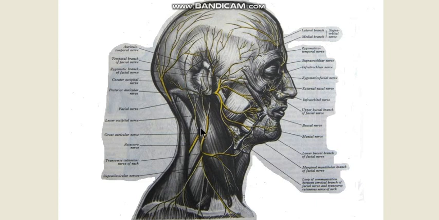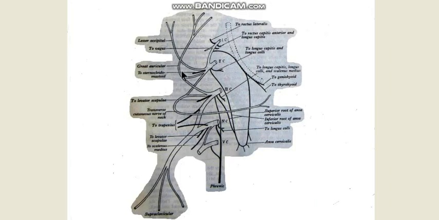Now this great auricular nerve goes on to the auricle, supplying both the cranial as well as the lateral surfaces. The patch of skin around the angle of the mandible which goes into the nerve supply of the face, and then going up to supply the scalp as well. So here you can see the great auricular nerve here from C2, C3.